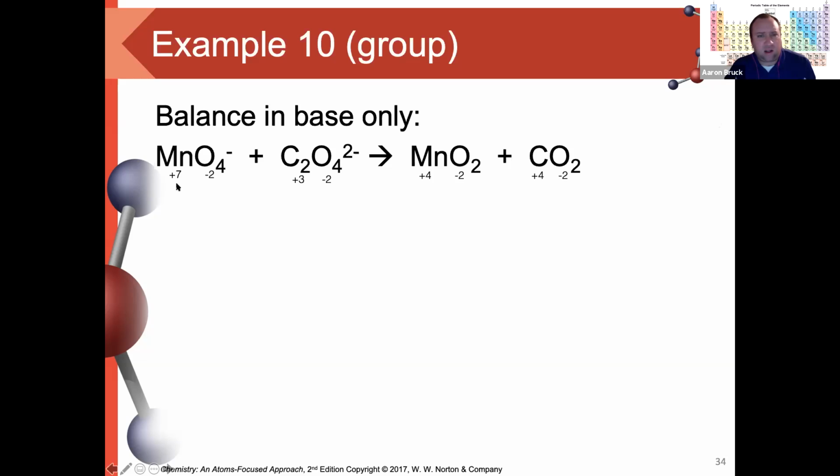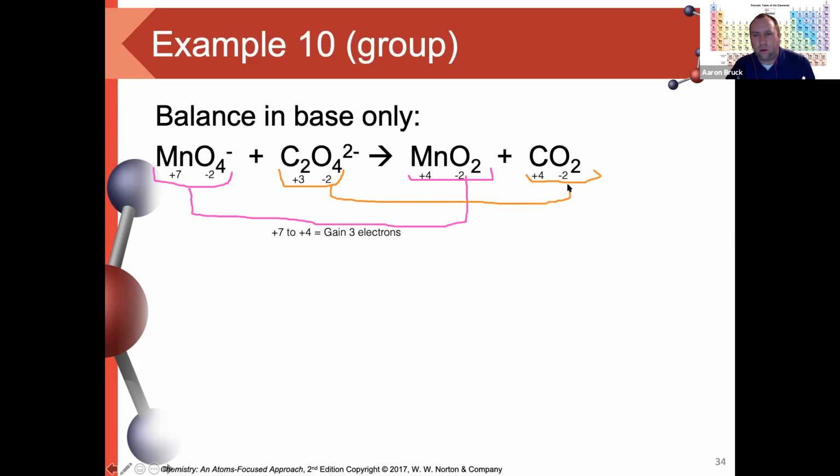We can now look at setting it up. We've got our manganese pair, and in our manganese pair, we see that we are going from +7 to +4, which is a gain of 3 electrons. And in our carbon group, we see that we go from +3 to +4, which means we lost 1 electron.